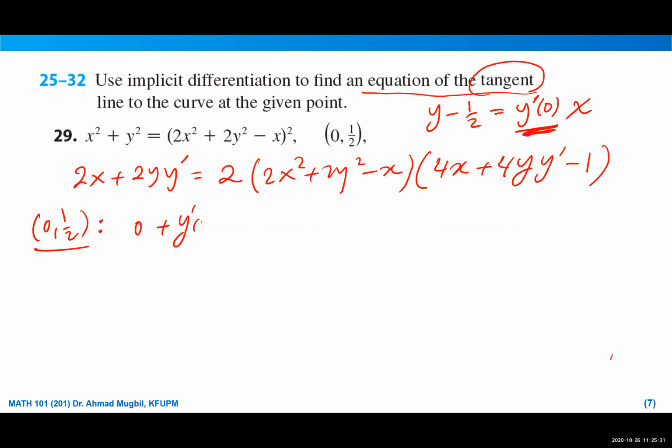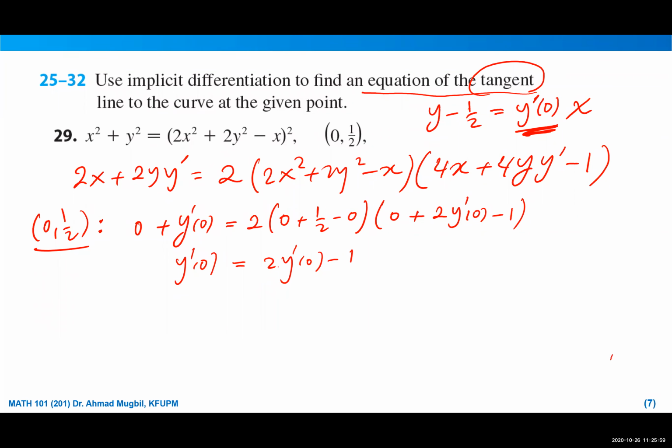So we will have y prime at 0 equals 2 times 0 plus a half, minus 0 times 0 plus 4 over 2, it will be 2y prime minus 1. Am I right? Are you following me? This is y prime at 0, not in general. Now y prime at 0 equals 2 times a half, it will be 1, and this will be 2y prime at 0 minus 1. Now bring this one over there, it will be y prime at 0 equals 1.